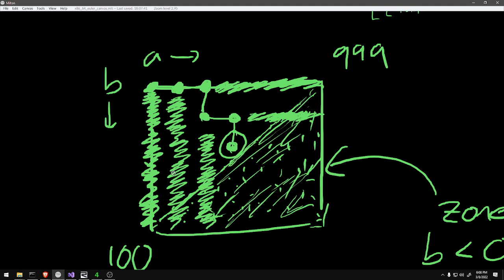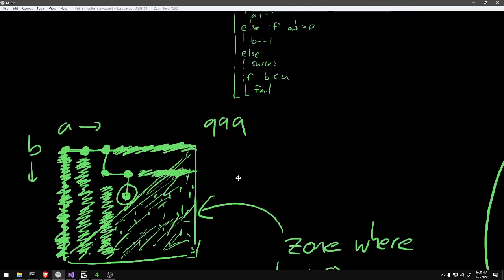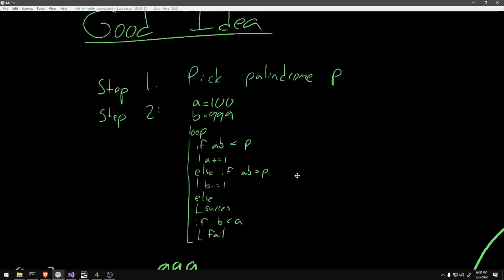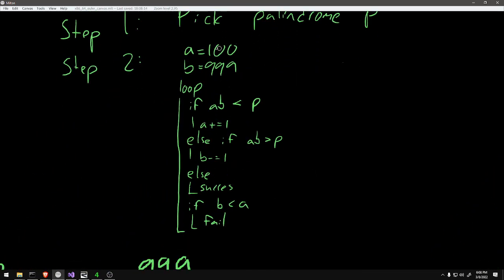Hopefully that makes sense. The main idea, just to say it again, there's 2 ways you can look at the idea of the algorithm. One is we have a small value and a large value, and they're kind of pinching towards each other, trying to find the right pair that multiplies to P.